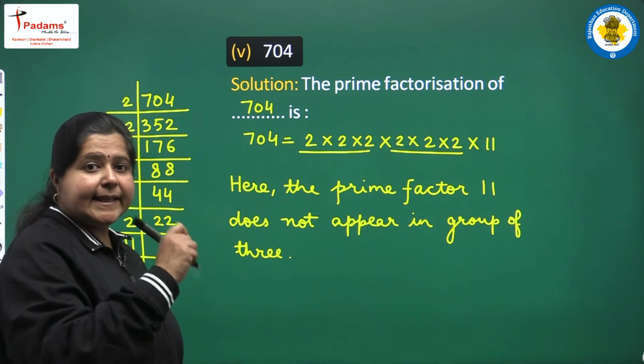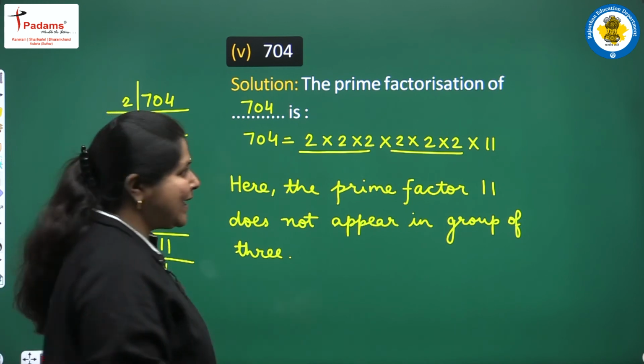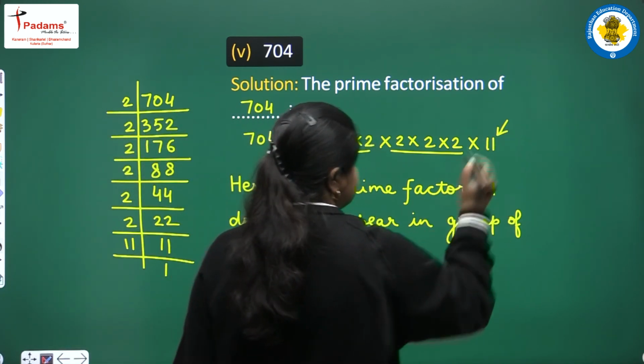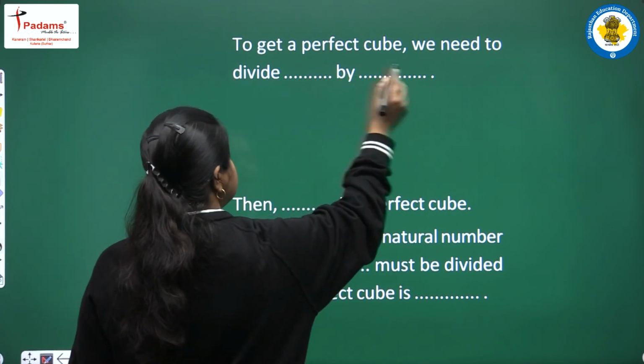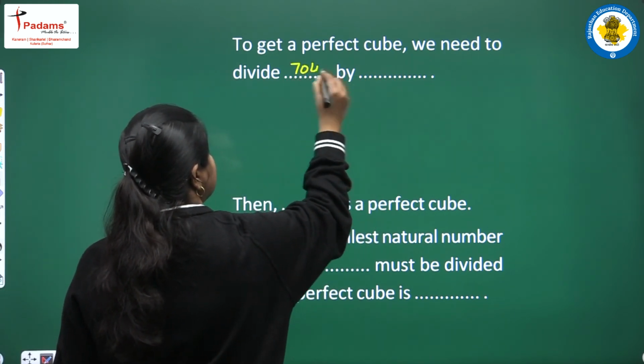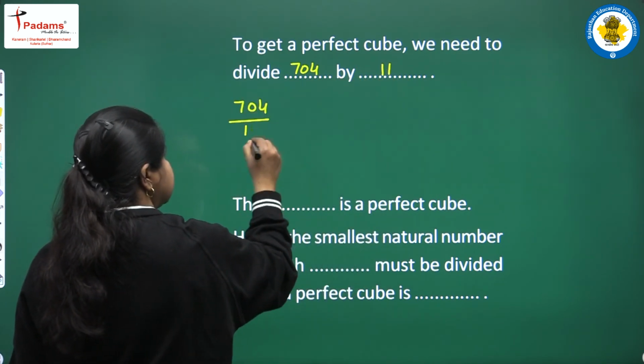और अब हम चाहते हैं कि इसे किसी नंबर से डिवाइड करें जिससे एक perfect cube मिल जाए, और वो नंबर है ये 11 जो कि एक्स्ट्रा है यहाँ पर. So let us divide this by 11. To get a perfect cube we need to divide 704 by 11. And if we do this, what do we get?